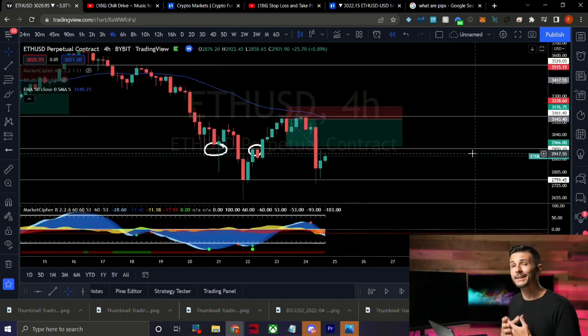Now, you can also use the Fibonacci retracement tool to plot levels on your chart, and then you can take your profits at certain Fibonacci levels, right?